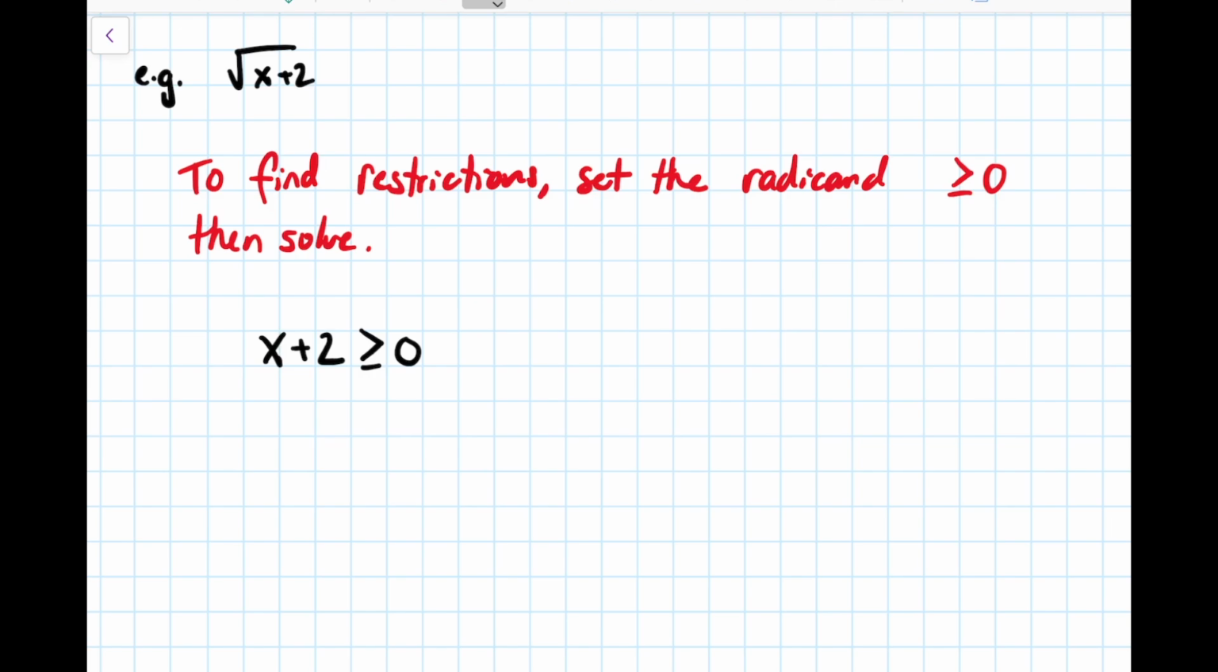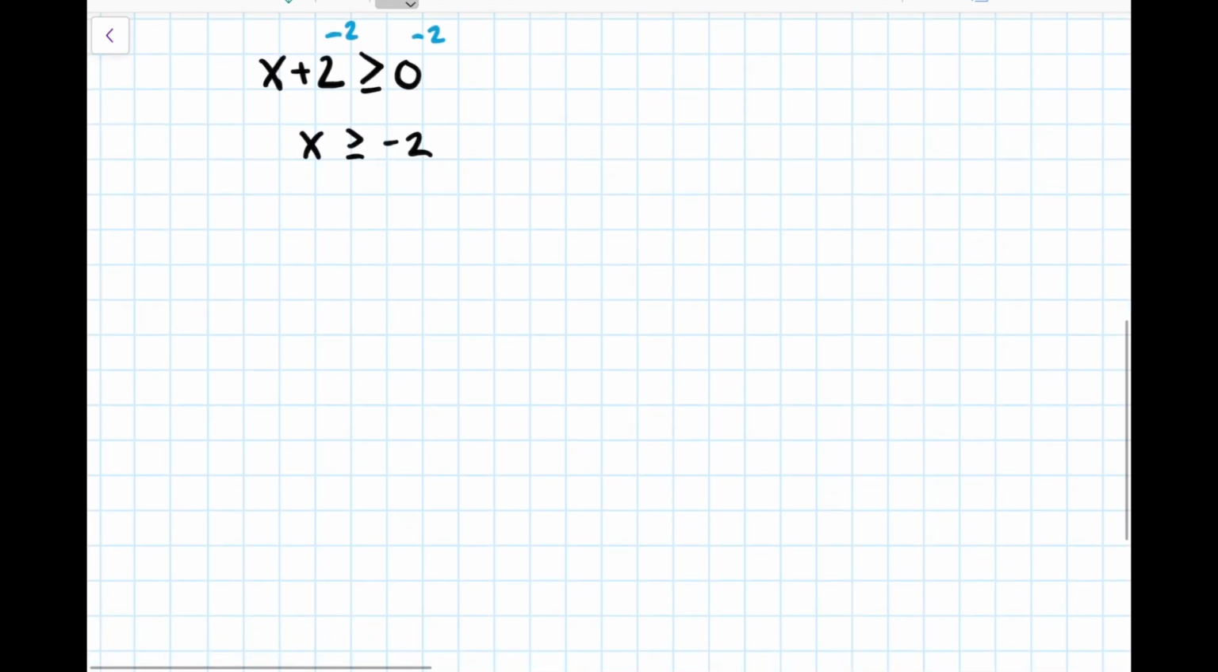And then we just solve this the same way we solve equations usually. So we're going to subtract 2 on both sides, and we get that x has to be greater than or equal to negative 2, which makes sense, right? Like we said, negative 1 would work fine, 0 works fine, but something like negative 3 won't. So let's try another.